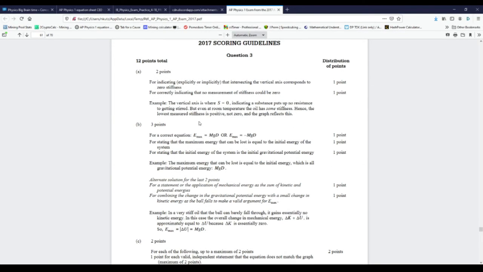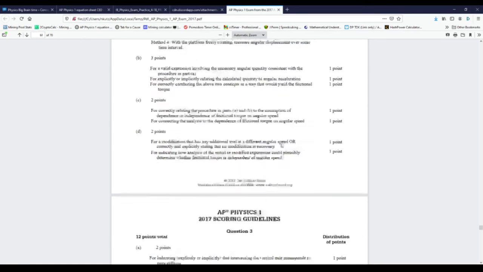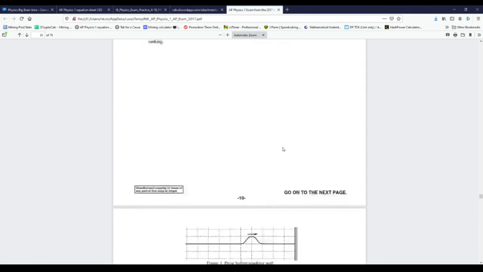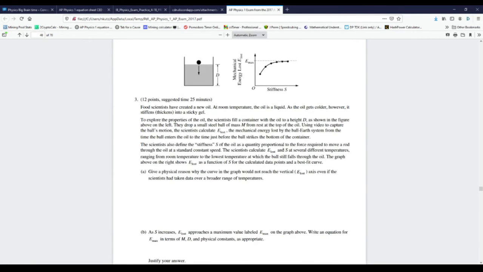You're going to jail. Alright, what is it? Zero stiffness. Hey, that's what I got. Let's go. Because it's talking about the vertical axis. That's the y-axis, bro. Wait, hold on. Did I read the question wrong? No, it's just like, why can the graph curve never reach the vertical axis?